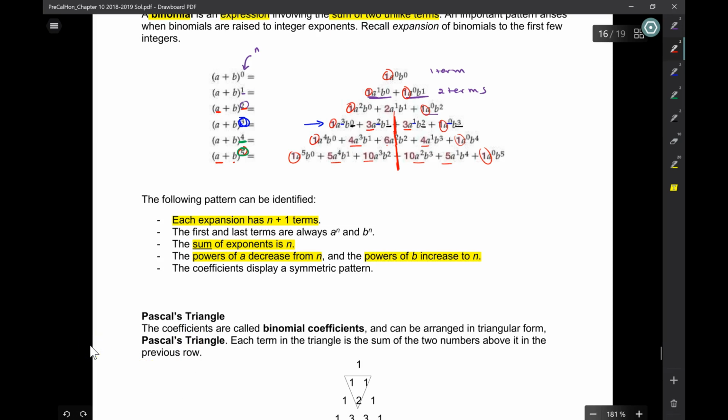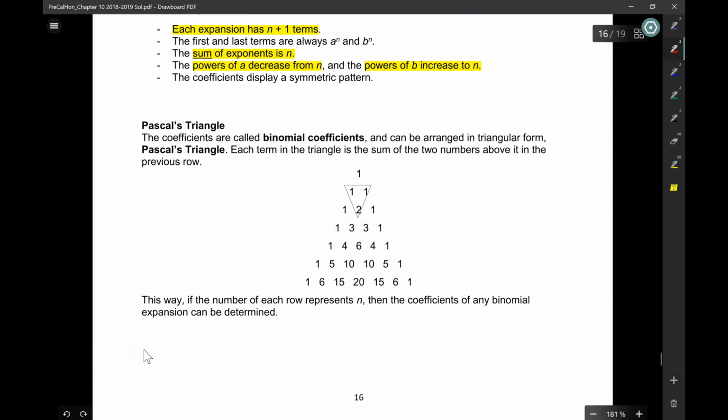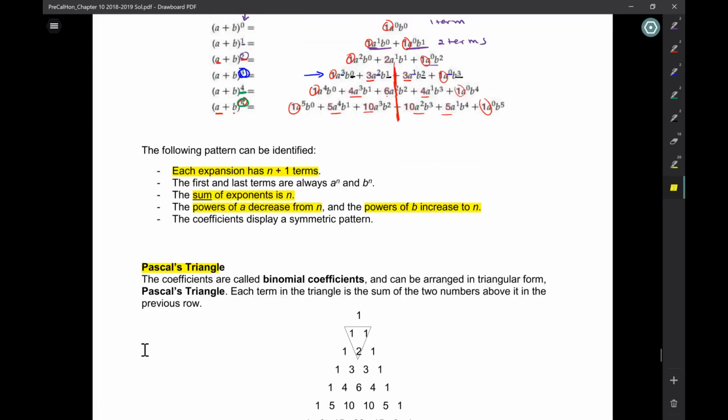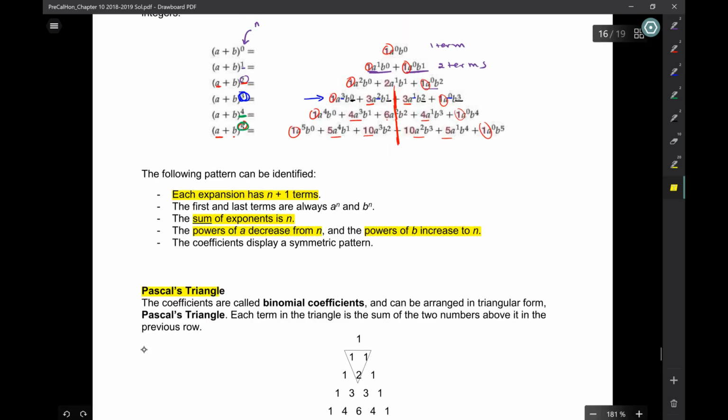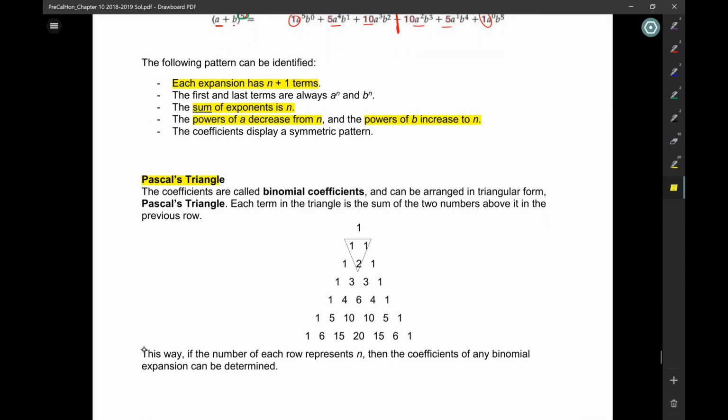Okay, let's talk about those coefficients first of all. Pascal's triangle. All right, so these coefficients that I talked about are called binomial coefficients, and they could be arranged in triangular form as you see here.